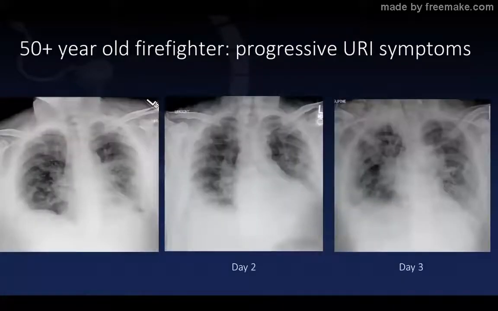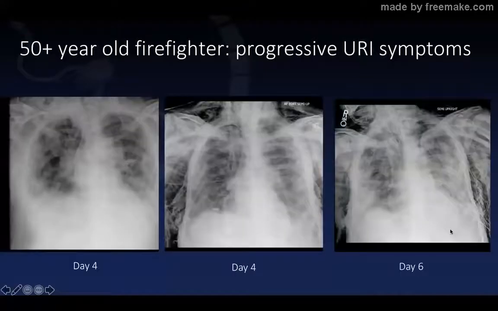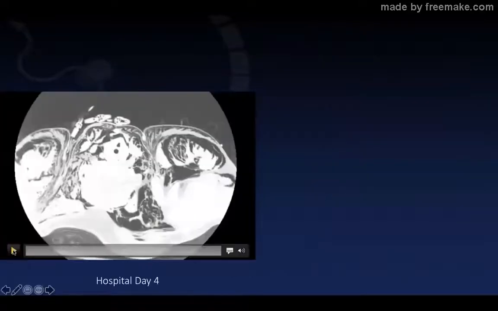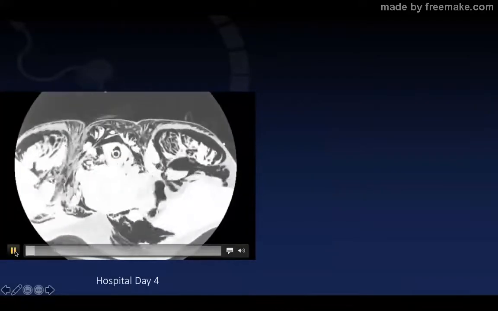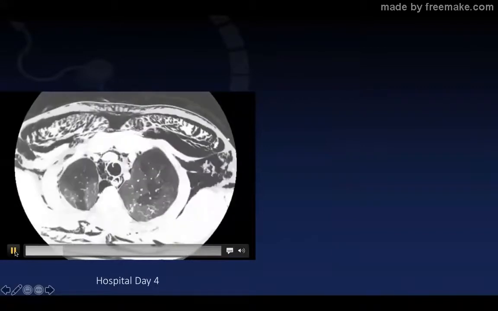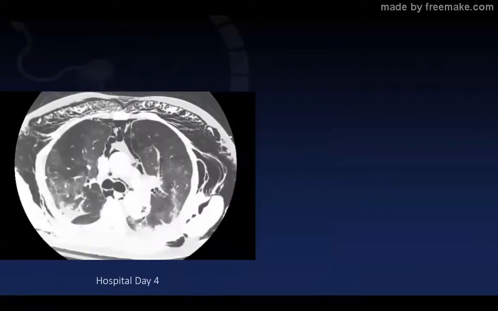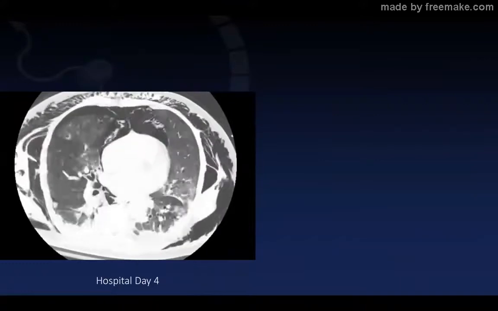So here's a 50-plus-year-old firefighter with progressive URI symptoms, and one can see increased ill-defined opacities in the lungs. On day 3, he's intubated here. And on day 4, complications emerge, such as extensive subcutaneous emphysema from pulmonary interstitial emphysema occurring. And this is the CT scan here on day 4 of hospitalization. One is just struck by the extensive subcutaneous emphysema infiltrating through the tissues here.